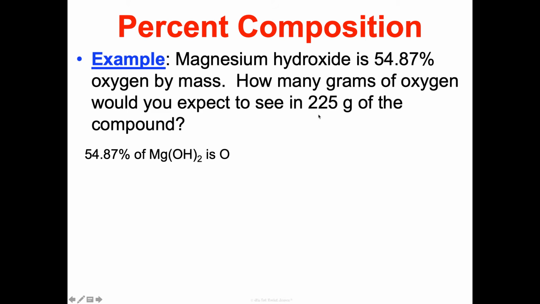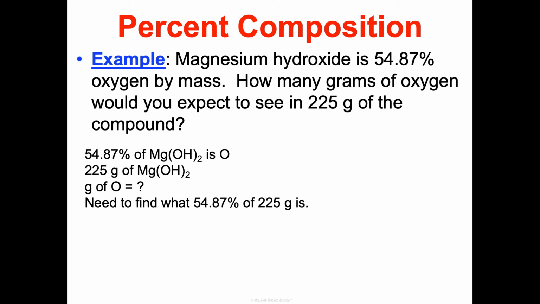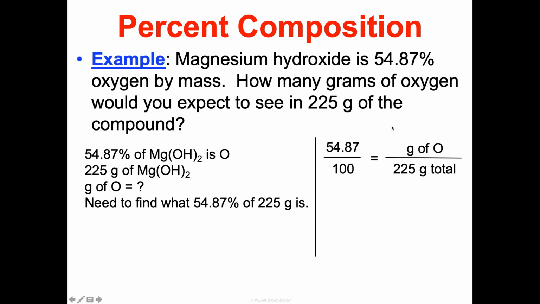We know that 54.87% of magnesium hydroxide is oxygen. We know that we have this much magnesium hydroxide. We want to know how much of that is oxygen. So all we need to do is find out what is 54.87% of 225 grams. That's all we're doing. So part over whole: the percent over the total 100 has to be equal to however many grams of oxygen there are over 225.